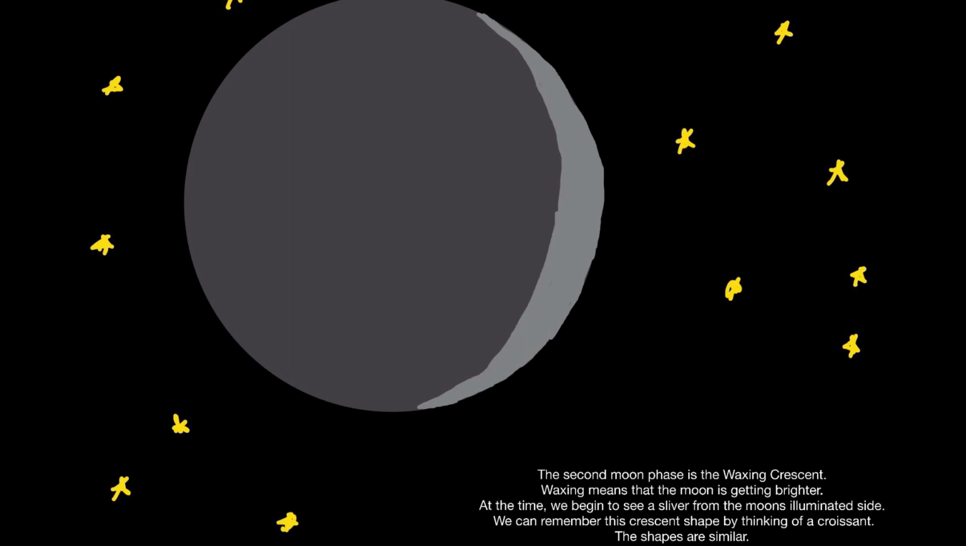The second moon phase is the waxing crescent. Waxing means that the moon is getting brighter. At this time, we begin to see a sliver from the moon's illuminated side. We can remember this crescent shape by thinking of a croissant. The shapes are very similar.